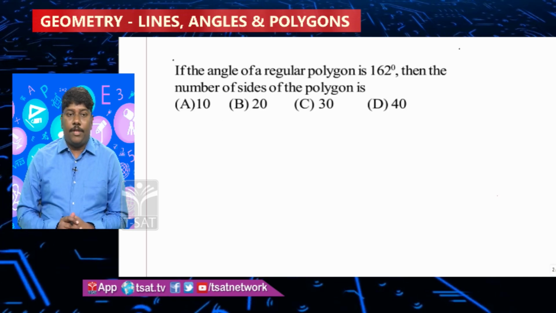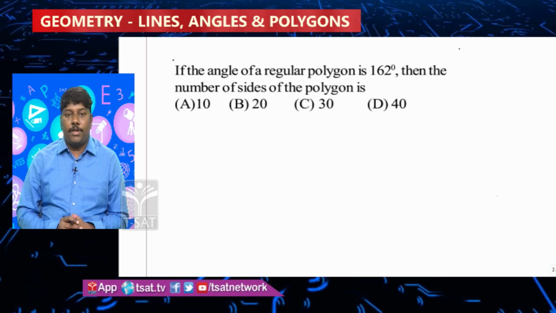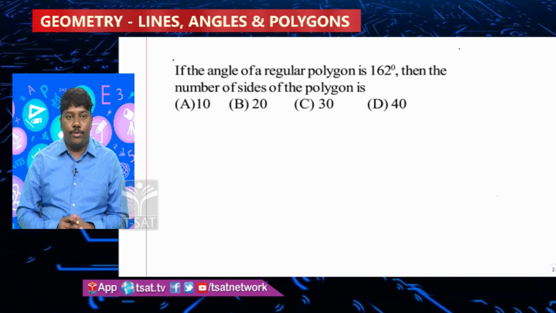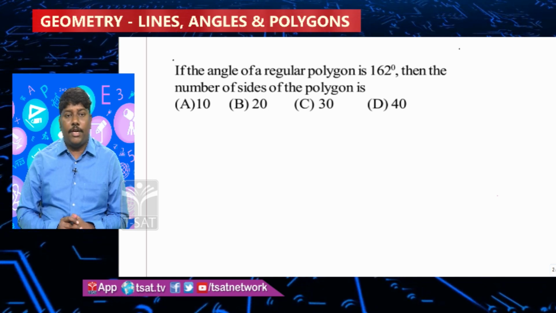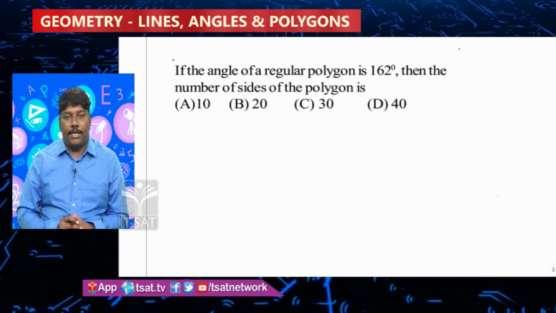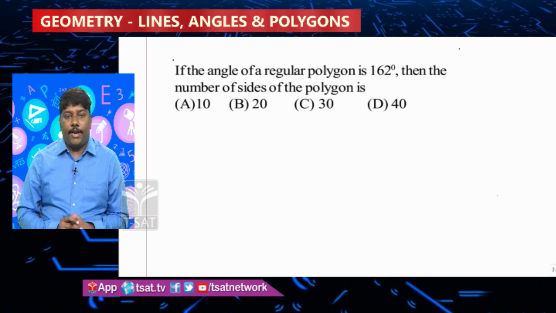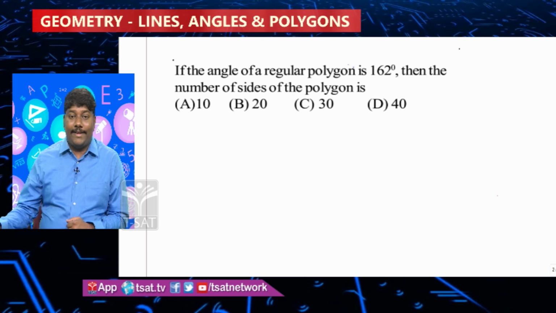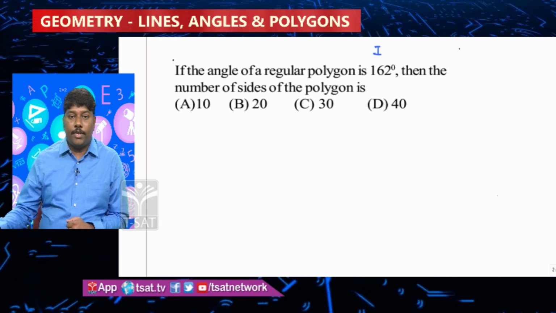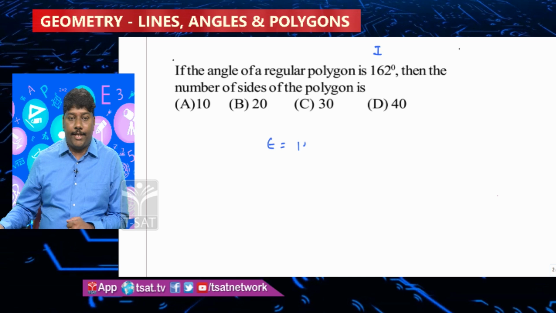Look at the first sum. The first sum says if the angle of a regular polygon is 162, then the number of sides of the polygon is. We have a formula for interior angle. When they say angle, you have to take an interior angle. So, the interior angle of a regular polygon is 162. So, do not take interior, take exterior angle. I would say exterior angle is 180 minus 162, that is 18.